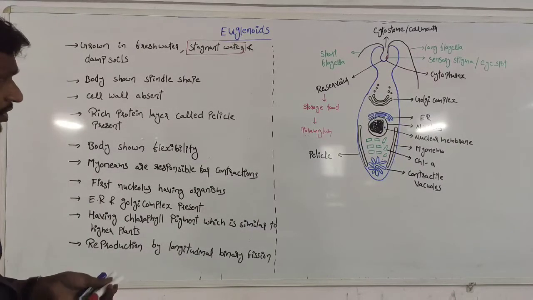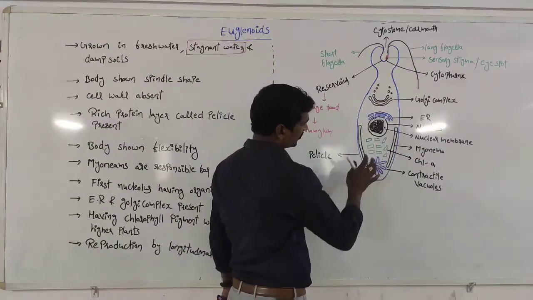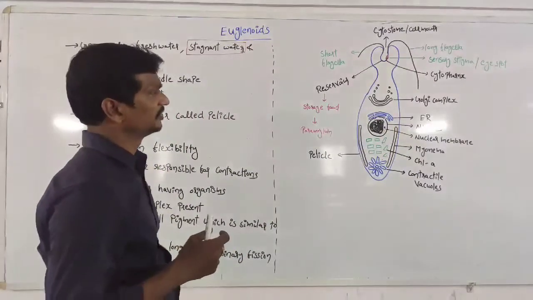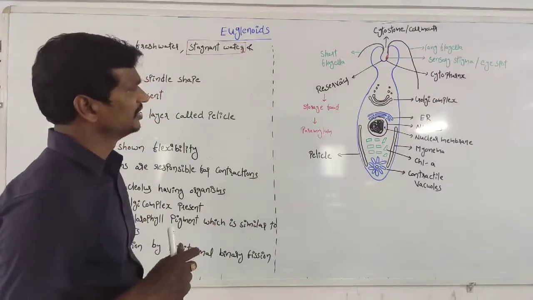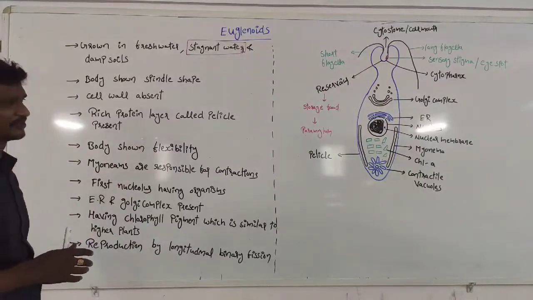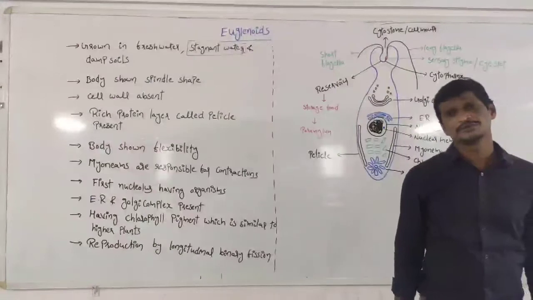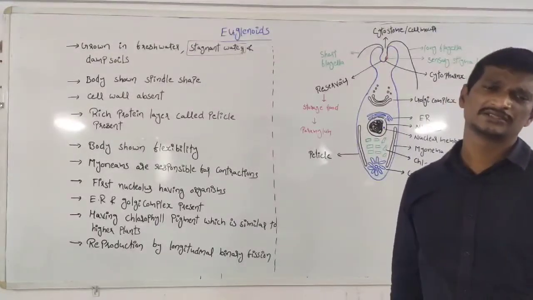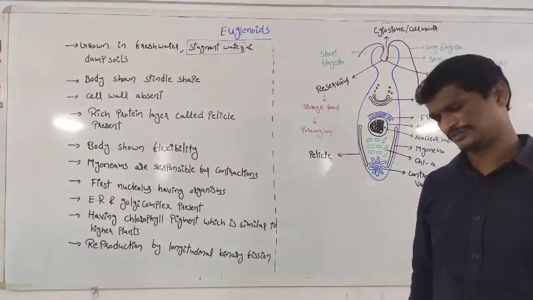This is the Euglenoid body structure. The body shows a spindle shape. Within these organisms, the cell wall is absent. We know that chrysophytes and dinoflagellates have a cell wall, but in these organisms the cell wall is absent.